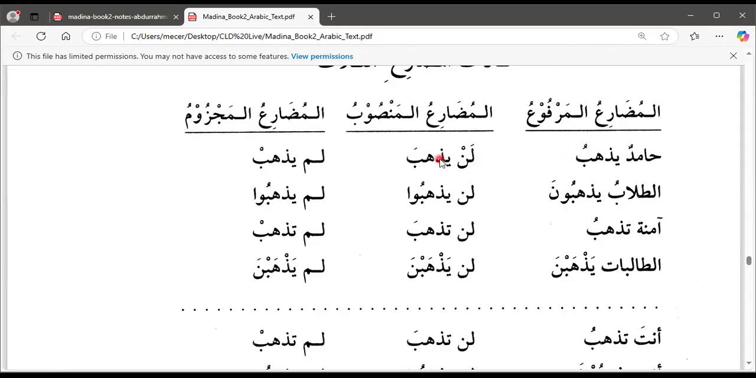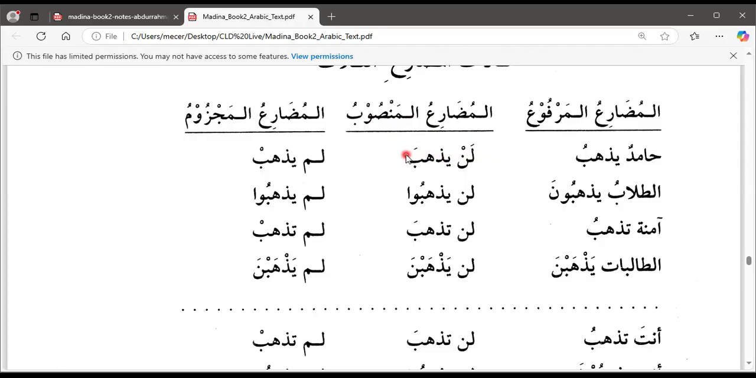What if we put lan, for example, lan yadhaba? So we say Hamid lan yadhaba. By putting lan, which is adat nasb lil mustaqbal, which in actual fact negates the future of a verb, we say lan yadhab. So we say fi'l mudari' mansubun, alamat nasbi bil fath. It ends with the fatha.